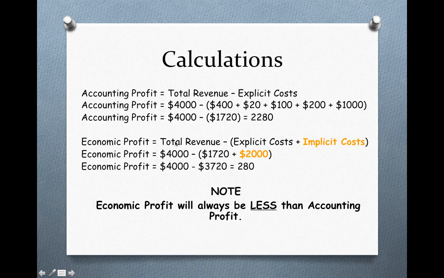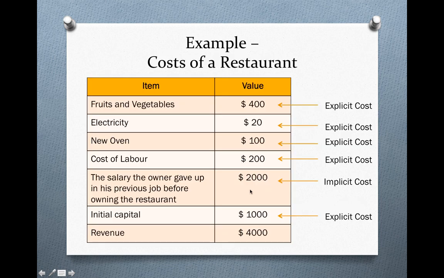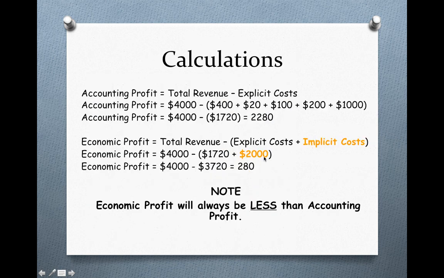Economic profit, on the other hand, is the total revenue minus explicit plus implicit costs. Therefore, we have our explicit costs here and we add the implicit cost, this opportunity cost of the owner's earnings, 2,000. And here you see the economic profit in this restaurant is only 280. Therefore we must note that economic profit will always be less than the accounting profit. Economic profit is going to be less than the accounting profit because for the economic profit we add the implicit cost.